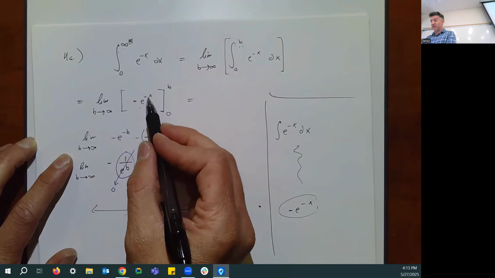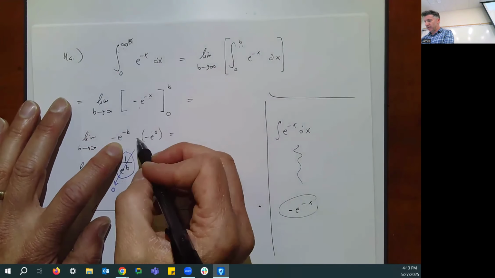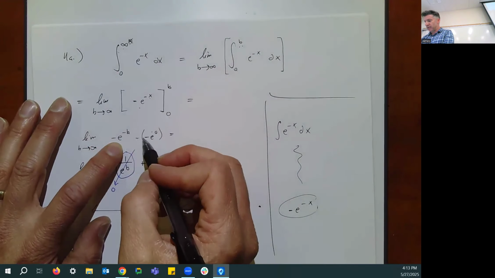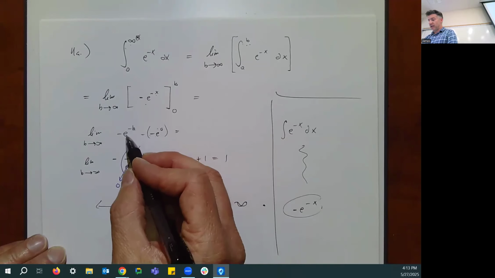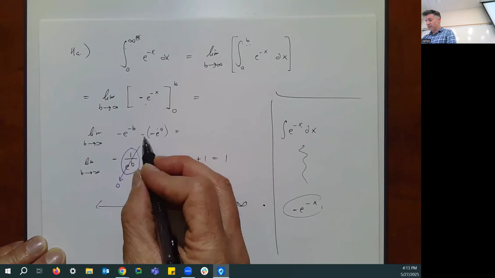I plug in my limits of integration. So I get negative e to the negative b minus negative e to the negative 0, but negative 0 is 0. Okay, simplify a little bit. I prefer to rewrite e to the negative b as 1 over e to the positive b, minus minus is plus 1. And then the 1 over e to the b goes to 0 because the denominator is getting infinitely large.